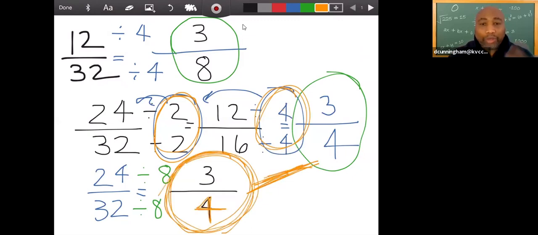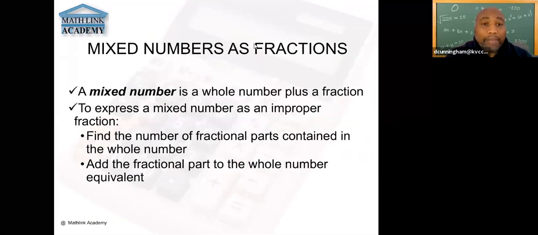Again, try some of your own numbers and see if you can reduce the fraction to its lowest term. Next thing I want to talk about is mixed numbers as fractions. Let's quickly go over what a mixed number is. A mixed number is a whole number plus a fraction. To express a mixed number as an improper fraction, find the number of fractional parts contained in the whole number. Add the fractional part to the whole number for the equivalence.